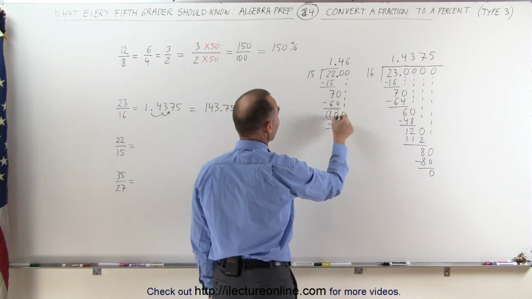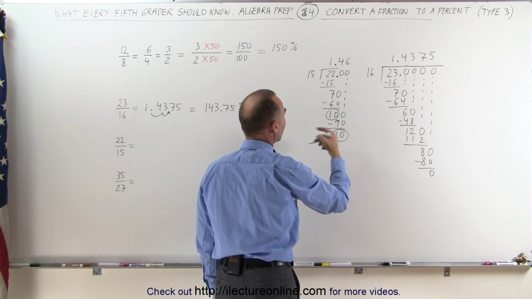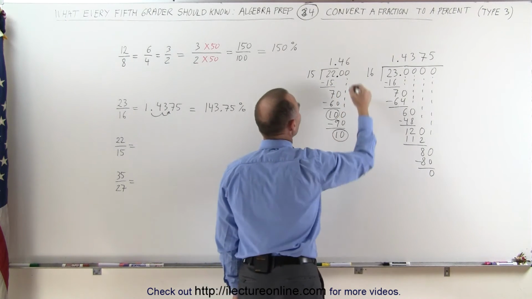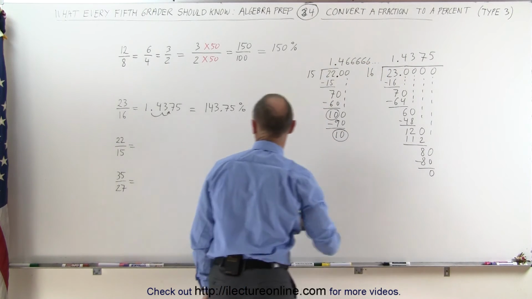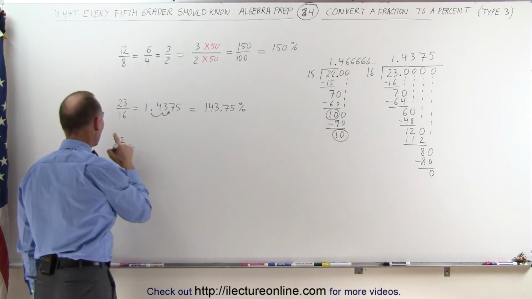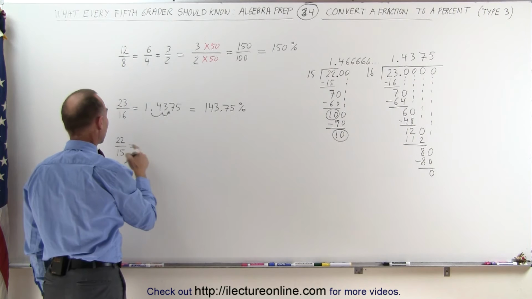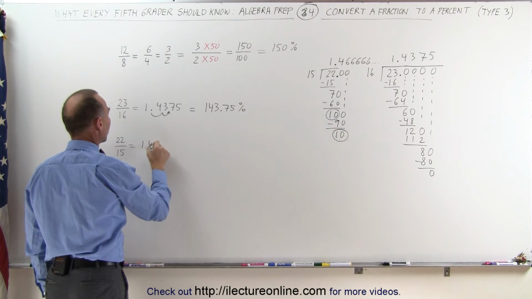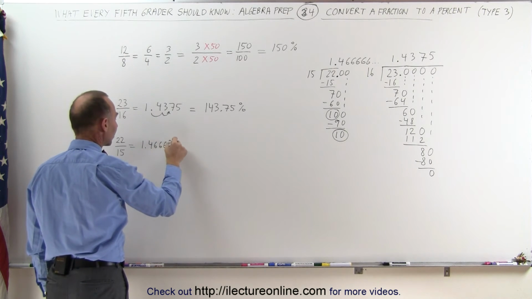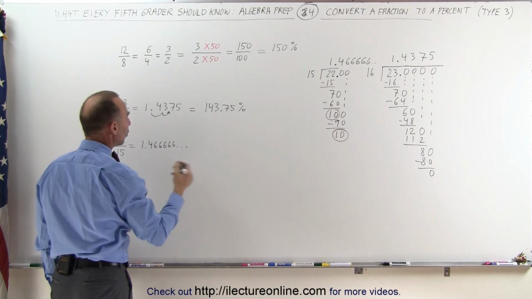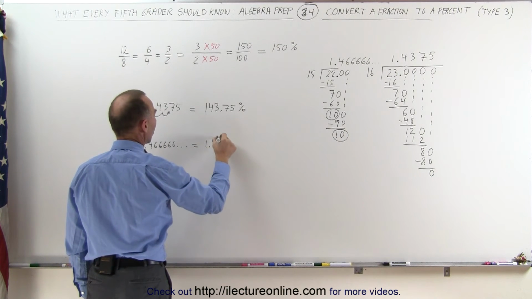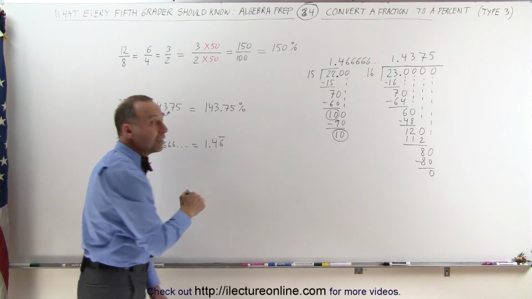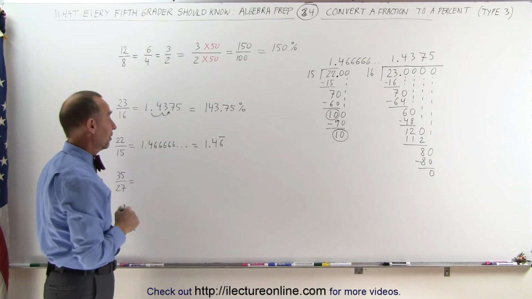Wow, I'm getting the same remainder. I had a remainder of 10 here. I have a remainder of 10, which means that as I keep doing this, I'm going to keep getting the numbers 6, 6, 6, 6, 6, and so forth forever. In other words, 22 divided by 15 is the same as 1.46666, and so forth. Or I can say this is equal to 1.46 with a line on top. That line means that the 6 will just continue forever.